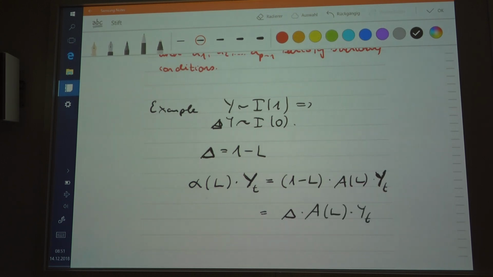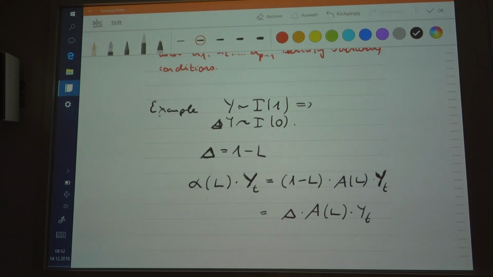Now, since the difference of the process y_t is going to be stationary, then the corresponding polynomial capital A is going to satisfy stationarity conditions automatically. So that is not a surprise. Again, the process is integrated of order 1. If it was integrated of order 2 or higher orders, then it would not be the case automatically. But in this case, it is. So this is just the representation, and that's the difference operator. That's the explanation.